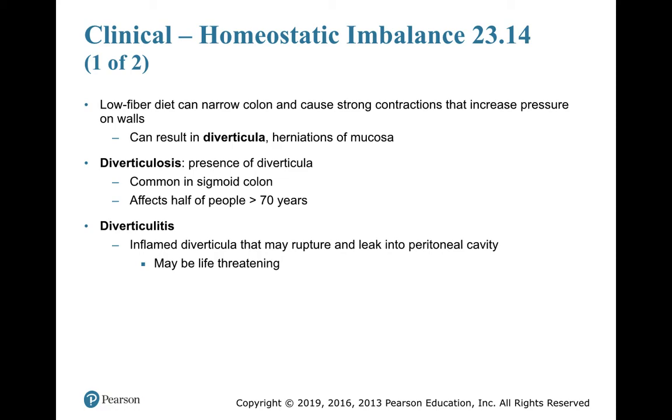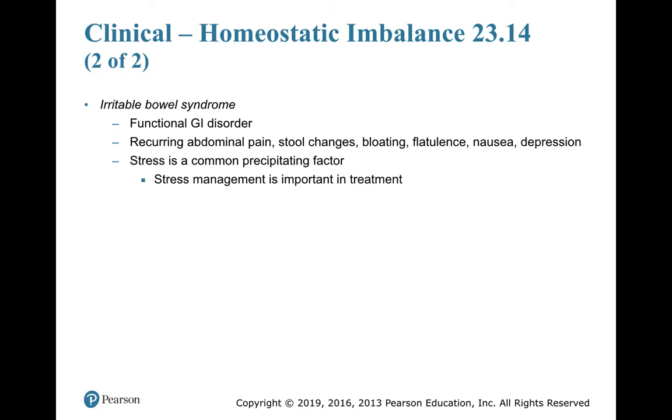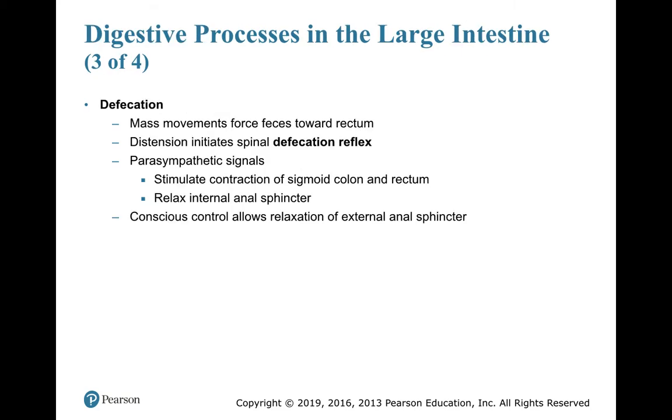Diverticulosis is the presence of diverticuli. It is common in the sigmoid colon, and it does affect half of people over the age of 70. Diverticulitis is an inflammation of a diverticuli, and those can rupture and leak into the peritoneal cavity, perhaps being life-threatening, causing peritonitis. Irritable bowel syndrome is a functional GI disorder. Symptoms include abdominal pain, stool changes, bloating, flatulence, nausea, depression. Stress is a common precipitating factor, and stress management is important for the treatment of irritable bowel syndrome.